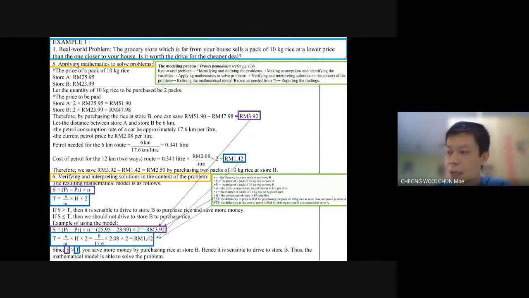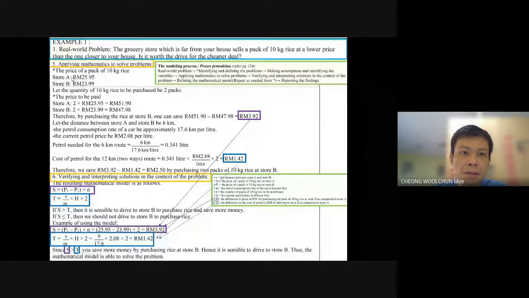Applying mathematics to solve problems, following the modeling process. The price of a pack of 10 kilogram rice at store A is 25 ringgit and 95 cent. This is just an example.